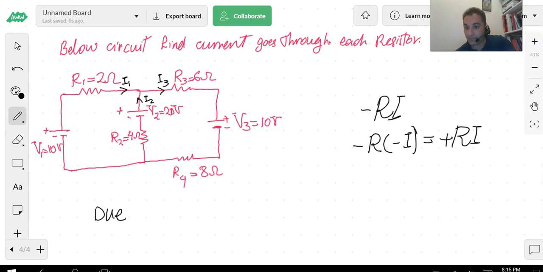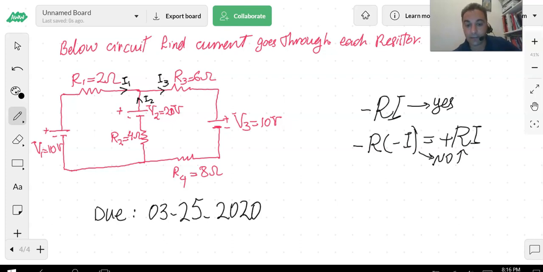Did you get this? If you go in the same direction, yes, it's minus RI. Are you going in the same direction? Let's say no, then it is positive RI. So remember that. So do this problem. Today is March 23rd. Tomorrow is the 24th, 25th, so 03, 25th, 2020, correct?